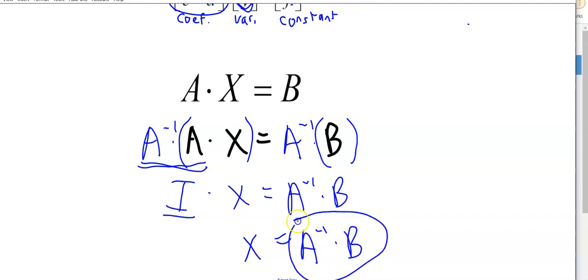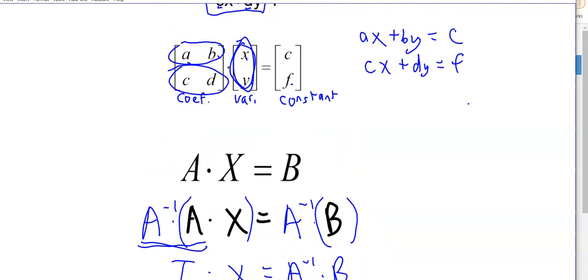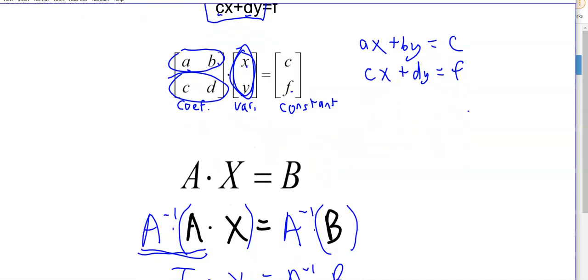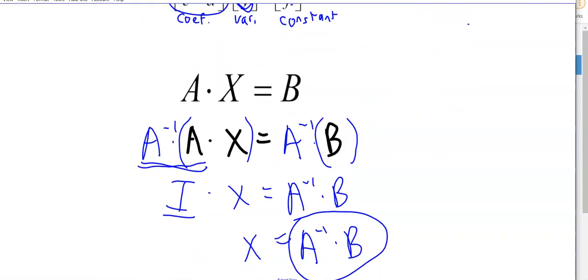So we get this really fancy method, which if you look at the title, 11.6b, is called the inverse of A times B method. So the inverse of A times B. Remember, A is our coefficient matrix. So the inverse of the coefficient matrix times B, which is our constant matrix.